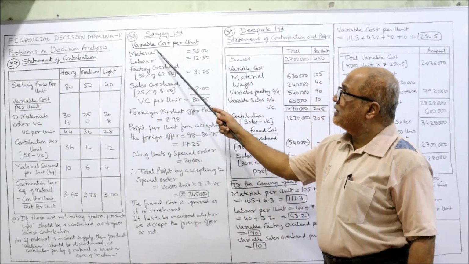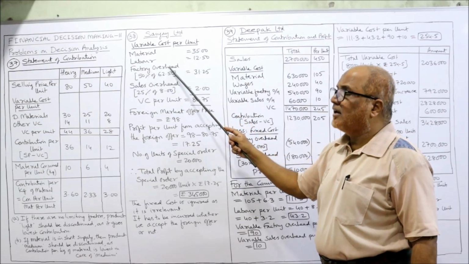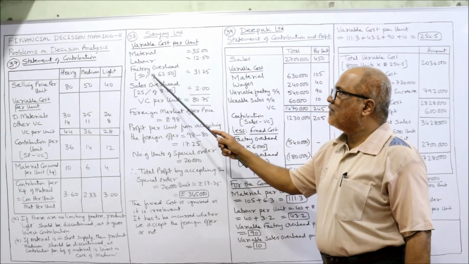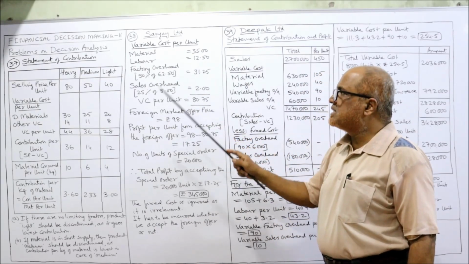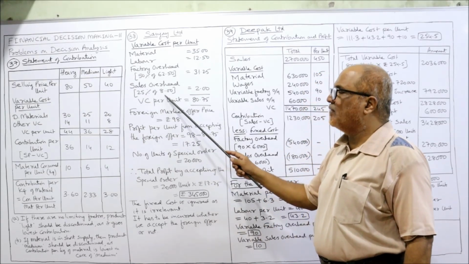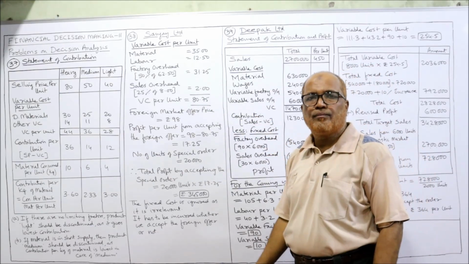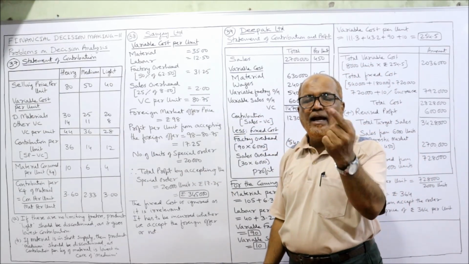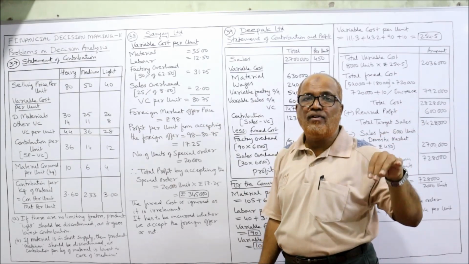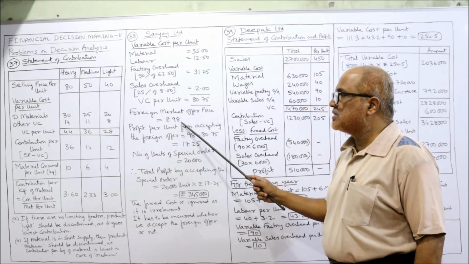See here, Sanjay Limited variable cost per unit: material 35 rupees, labor 12.5. Factory overhead 50% is fixed, as given in the problem. So 62.5 into 50%, 31.25. Sales overhead is 25% variable. So 25% of 8 rupees, 2 rupees. The variable cost comes to 80.75. To make one unit costs 80 rupees 75 paisa, whereas the foreign customer has offered the price of 98. The foreign market offer price is 98.